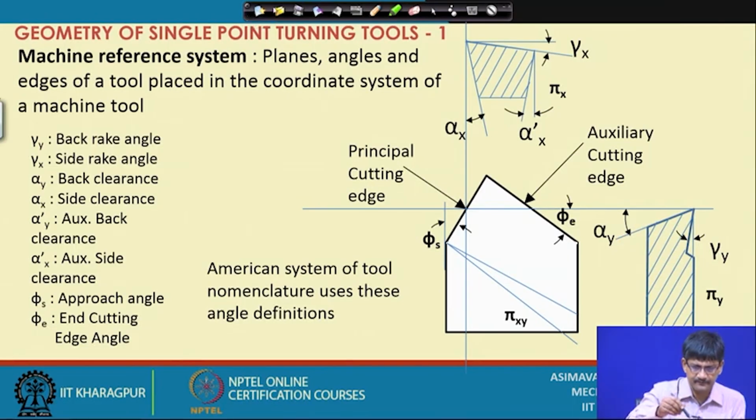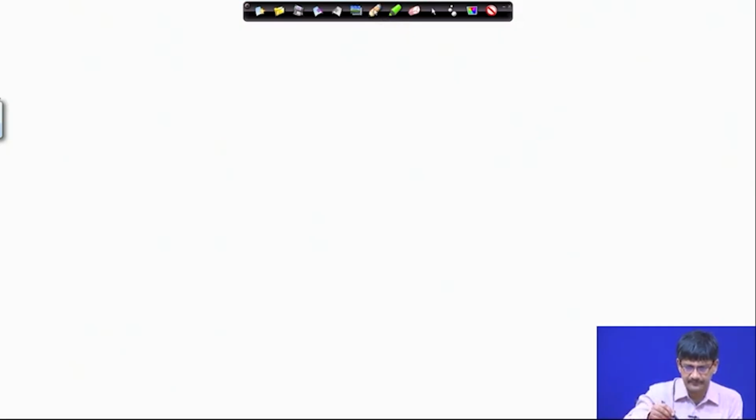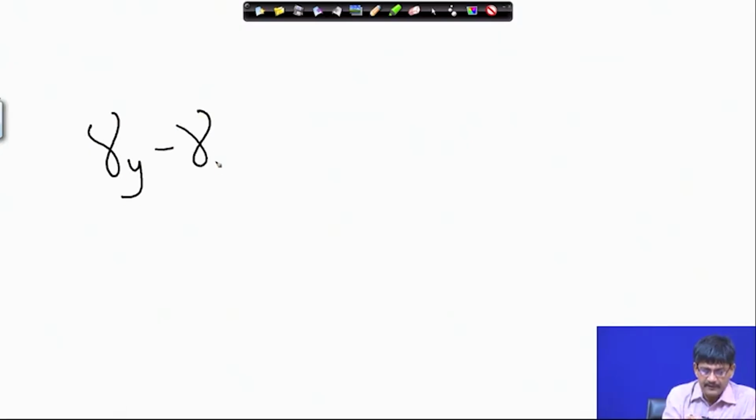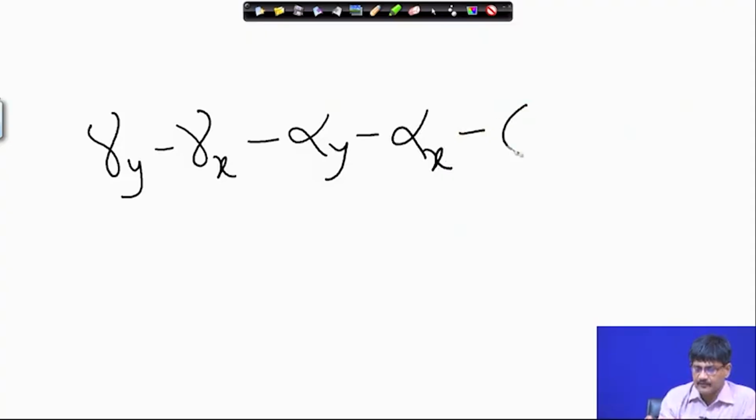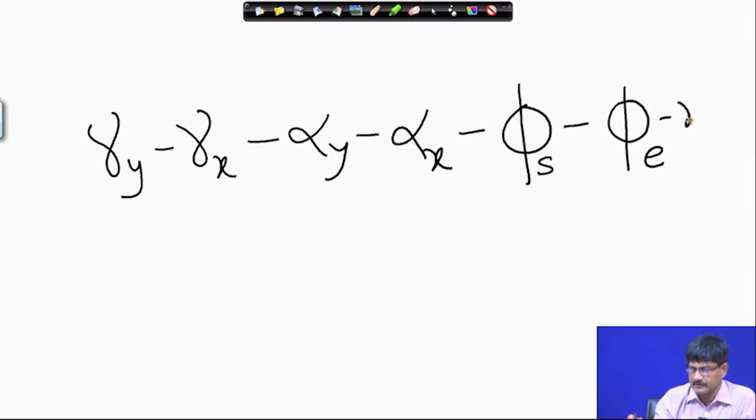So, let us see how we can completely define the tool in the ASA system. In many literature, it is given that the tool can be completely defined by this particular nomenclature: gamma y, gamma x, alpha y, alpha x, phi e, I think it is phi s, phi e, r. We will check this up. R is the nose radius.